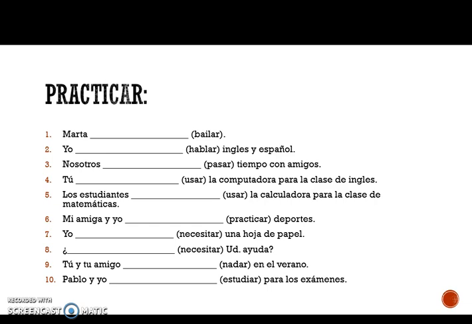All right, chicos, la sección de practicar. Pause your video now and go ahead and copy these sentences with the correct form of the verb into your notes. Again, remember to look at your subject to decide which form of the verb you need to use. Pause the video now so you can complete this.